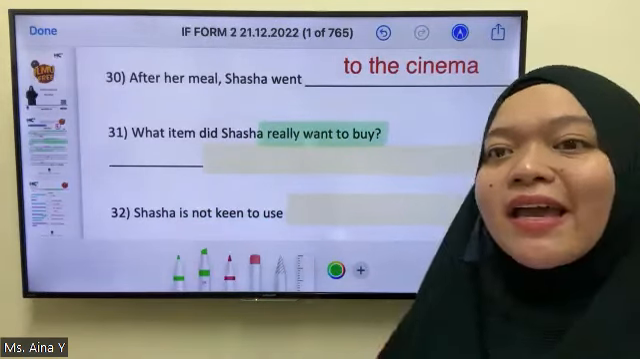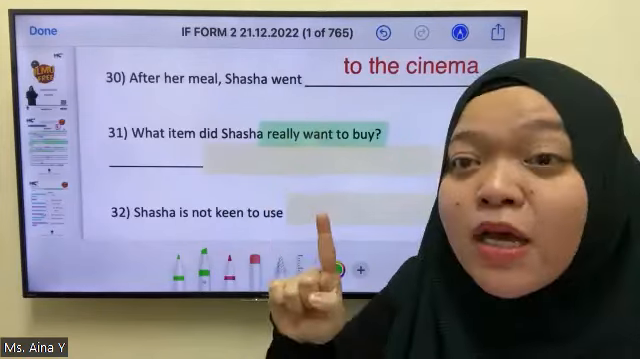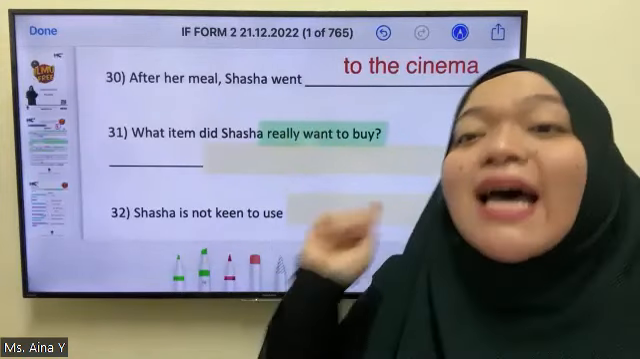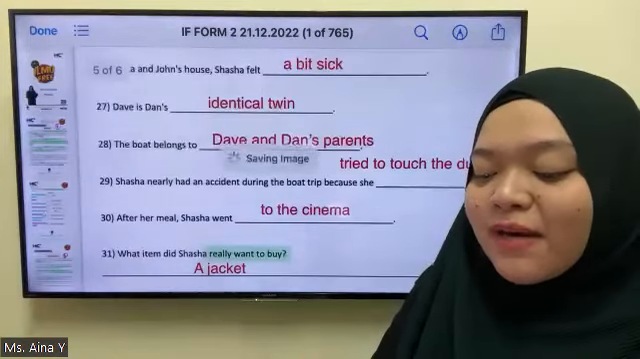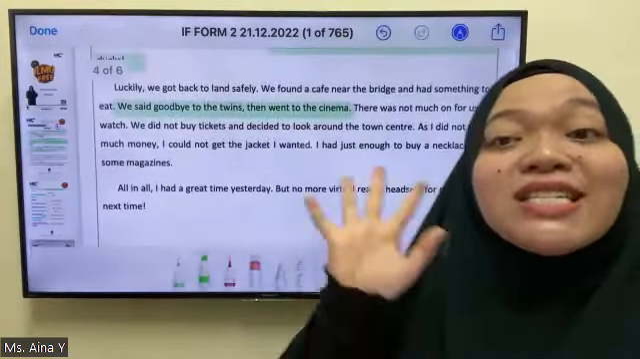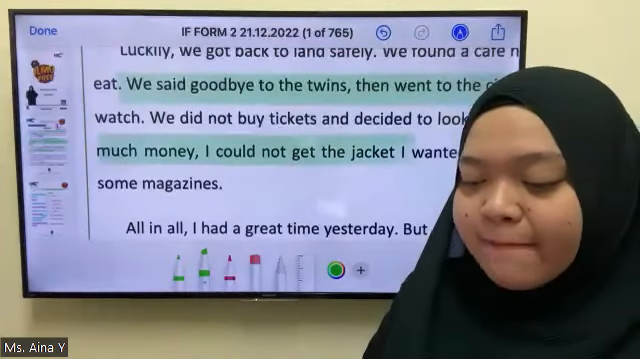So the key word here is item that she really want to buy. Yang dia sebenarnya nak beli. So what was it? It was a jacket. Yang dia nak beli sebenarnya adalah jacket. But then, kenapa dia tak beli? Because she didn't have enough money. Okay, so that's the answer.